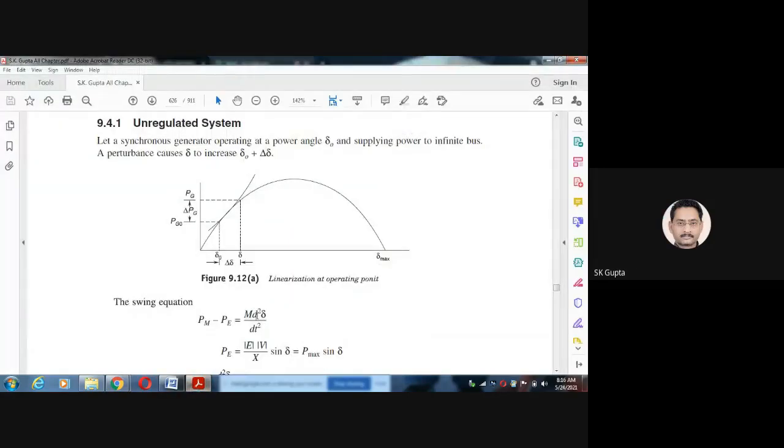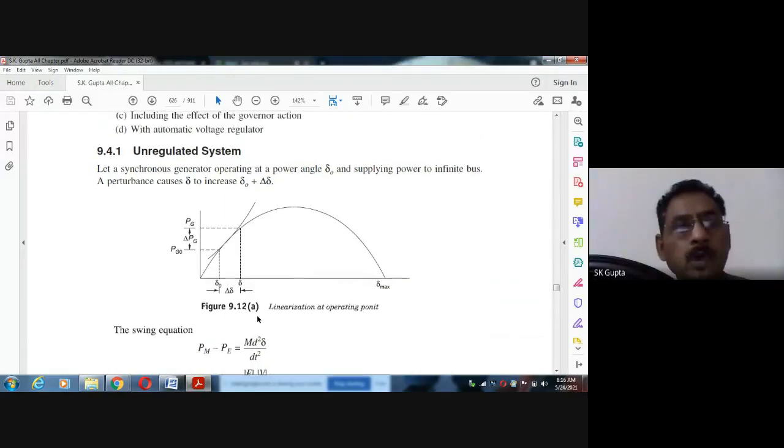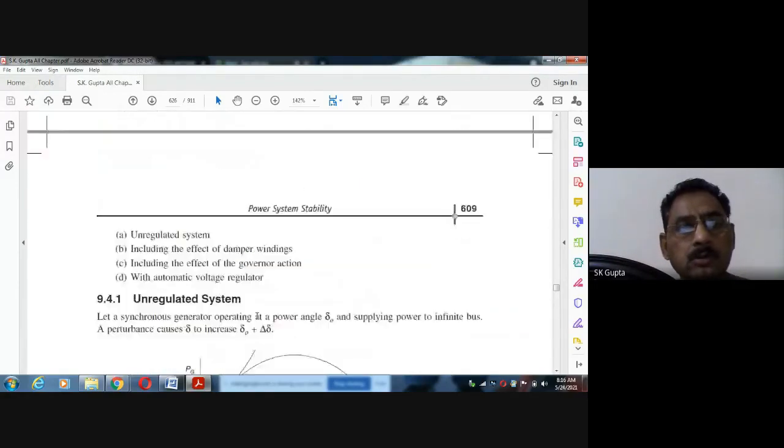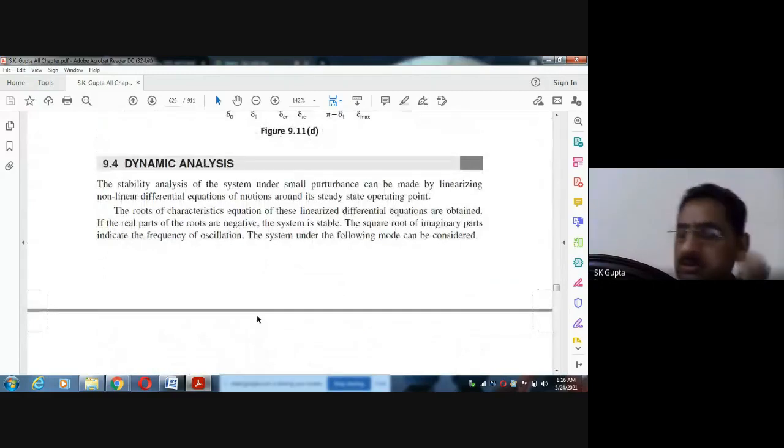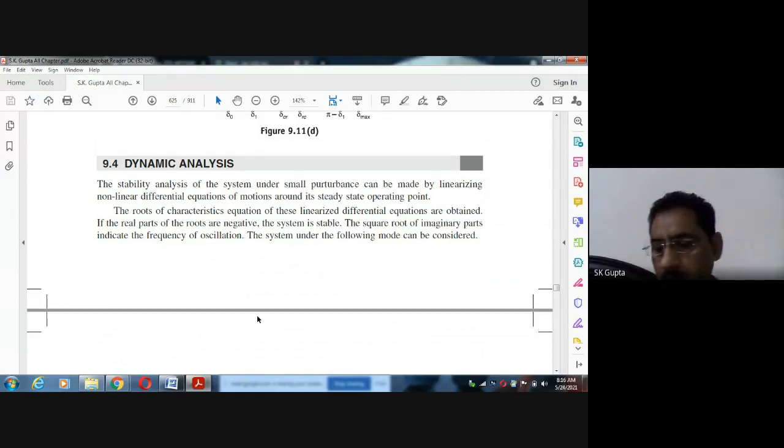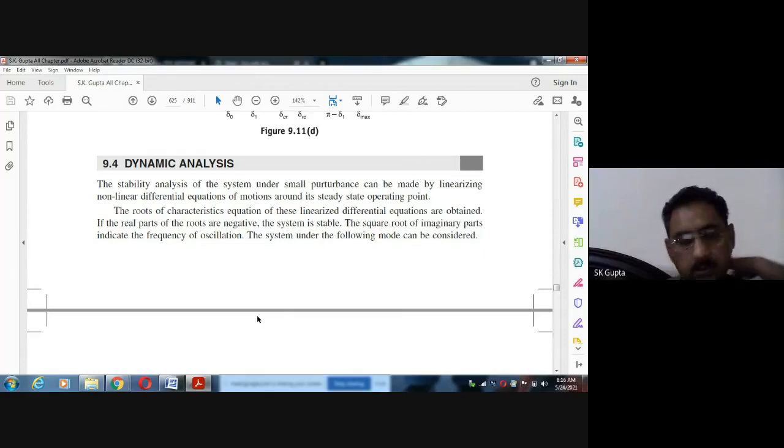So welcome all in the class. Earlier we were describing steady state stability and stability in general, how it is affected by the inertia and other factors. While describing stability, we said if the disturbance is small, we do the dynamic analysis, and if the disturbance is large, we do the transient analysis.